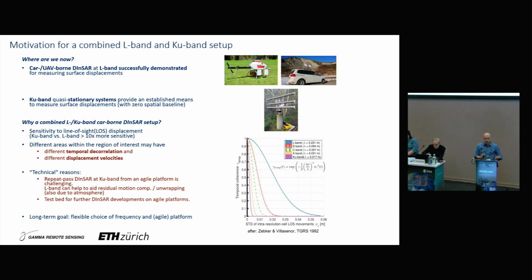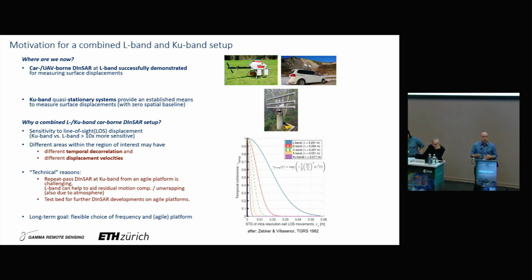So why now L and Ku-band? There are several reasons. We think with the L-band system, we have successfully demonstrated that we can do mobile mapping of surface displacements. So this is a nice complementary tool to other systems. And there are also, in-house but also at other companies or providers, of course, Ku-band systems that are stationary or quasi-stationary that are also established to measure surface displacements. Now, Ku-band doing SAR would be an advantage in terms of getting higher resolution if you're further away, to complement a bit this resolution loss with the stationary systems.